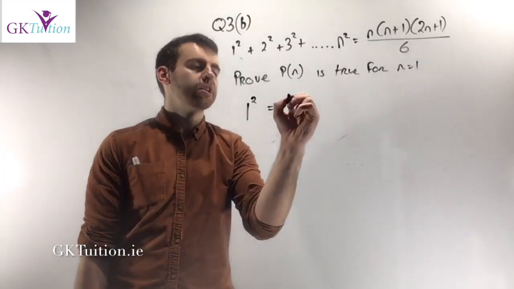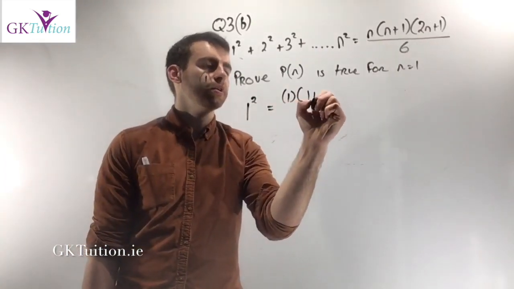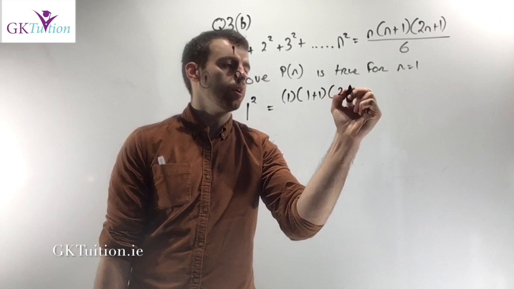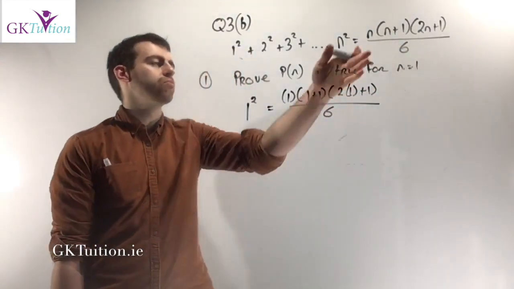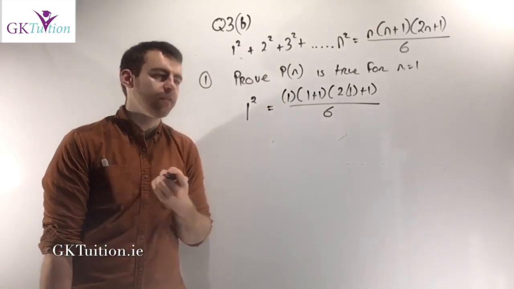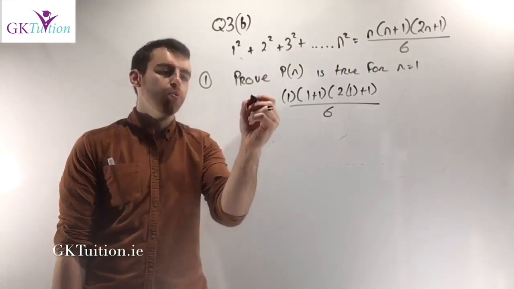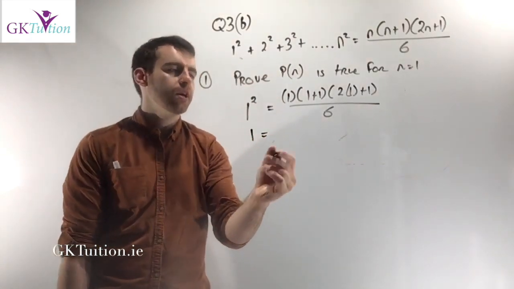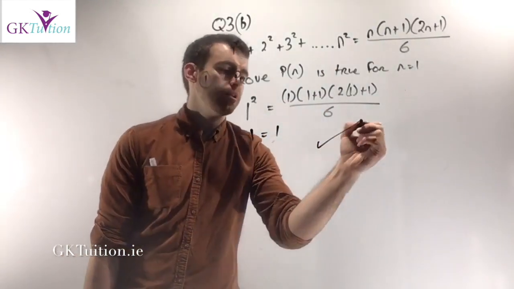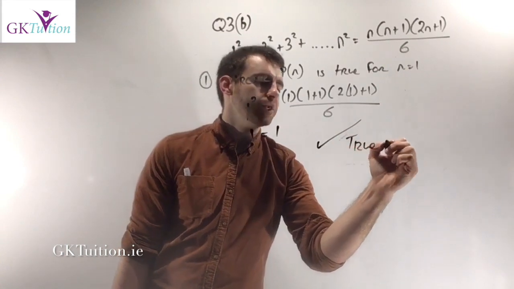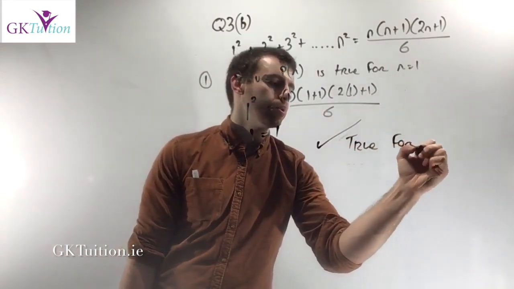On the right-hand side, I'm simply going to sub in. I get 1 times 1 plus 1 times 2 times 1 plus 1, divided by 6. All I've done there is rewrite the fraction, except everywhere there was an n, I put in a 1. 1 squared works out as 1, and if you plug that into your calculator, it also works out as 1. So I'm happy enough with that. Obviously, this proposition is true for n equals 1.